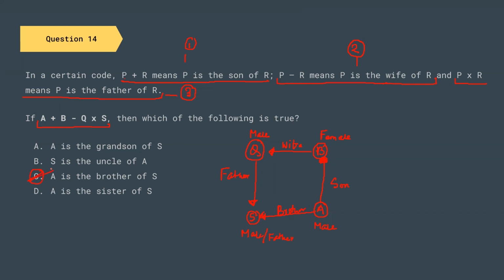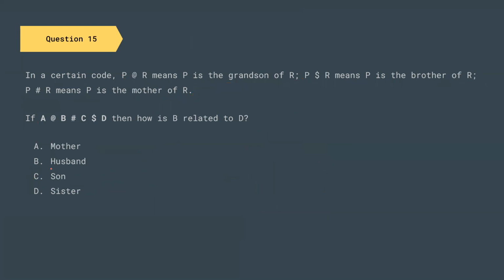Okay. So now let us go to question number 15. A similar question is there. You have given a relationship equation, and out of this relationship equation, you have to find the relationship between B and D. That means how B is related to D. So now let us mark the important information that is given in the question.